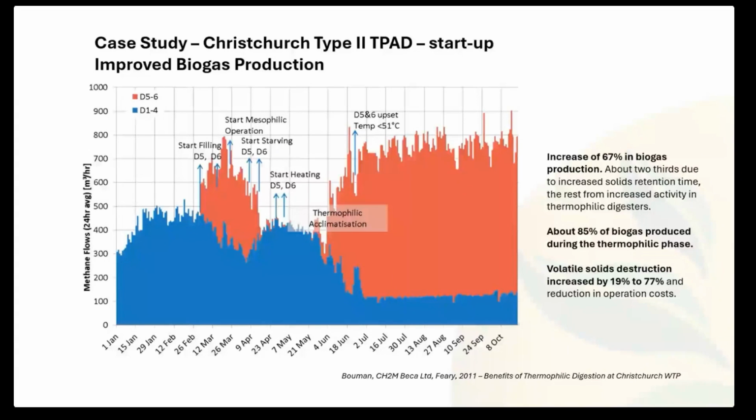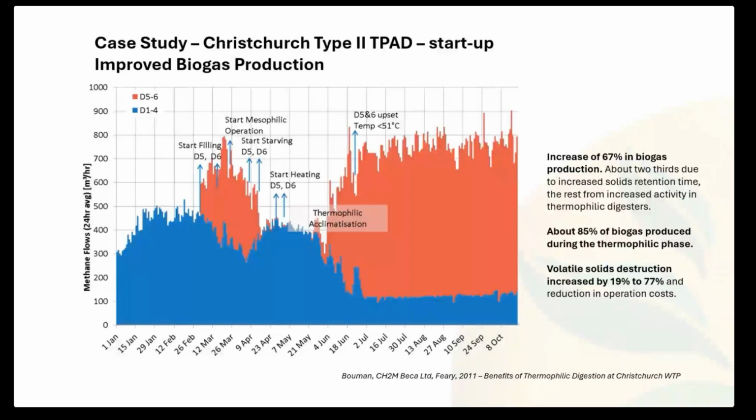Once the thermophilic tanks were operated in mesophilic conditions, the extra working volume they provided allowed a gas production increase from about 450 normal cubic meters per hour to about 650. So simply because of the added working volume.